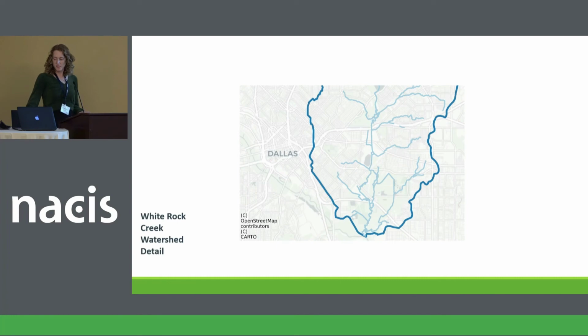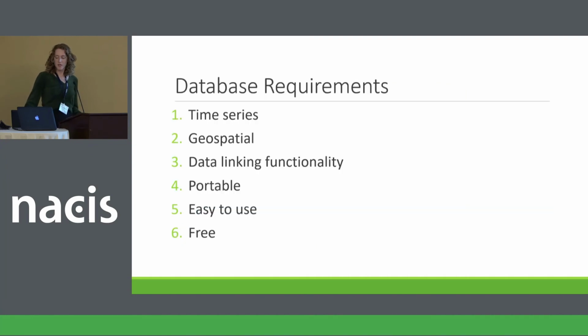So this is a demonstration of one of the techniques that can be explored with this database. I want to spend just a couple minutes, really quickly, and then I'll wrap up, going over what that database looks like. It needs a few requirements. It needs to be time series enabled, geospatial. We need to be able to link disparate data sets based on location or on account information. It needs to be portable, so something that can move from machine to machine. I wanted it to be relatively easy to use and free.